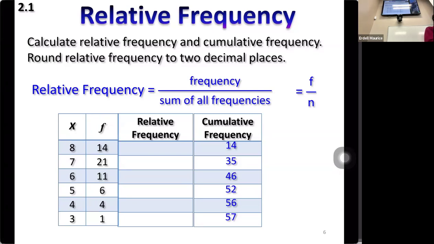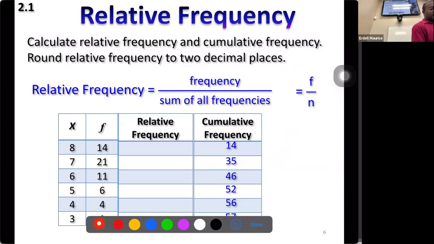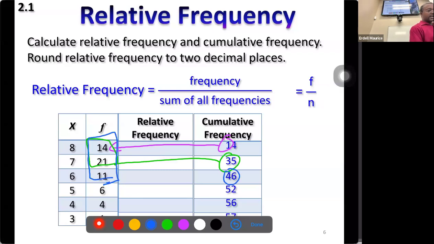Questions there? All right. Again, your cumulative frequencies, you're just adding up the frequencies. One way to see it right here is this cumulative frequency is just going to be 14, while this 35 right here is going to be 21 plus 14, while this 46 right here is going to be 11 plus 21 plus 14. This 52 is going to be all of these added together. As we're going down, we're adding them up. Questions there?